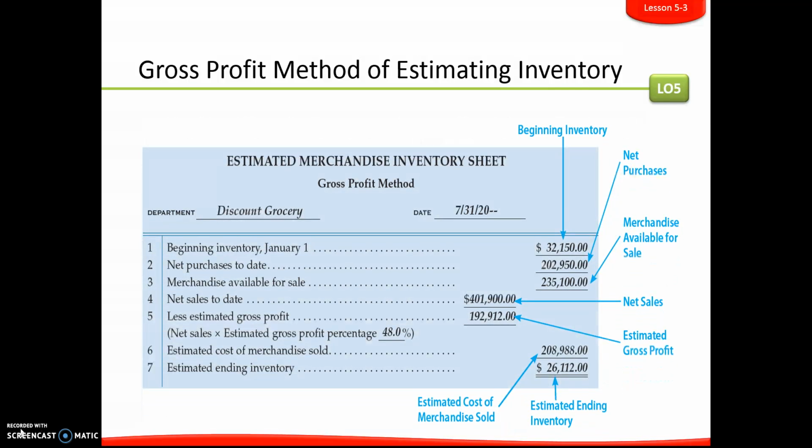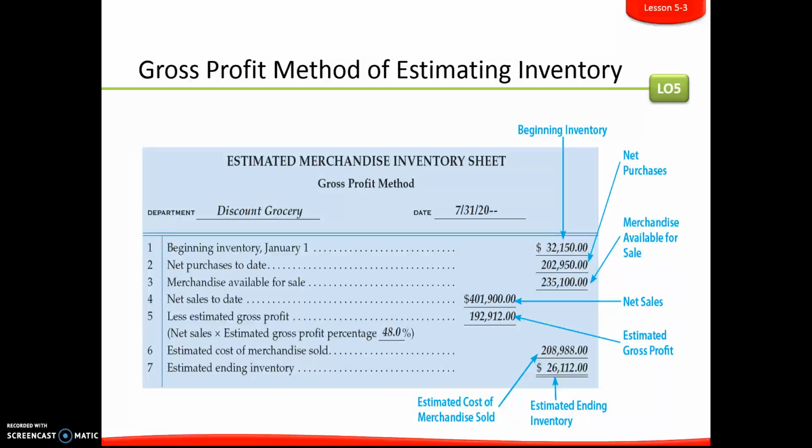So here's an example of a gross profit method. We start with our beginning inventory, which would be given to you. We add in our net purchases to date, and that gives us our merchandise available for sale. Then we take our net sales to date, and we take out our estimated gross profit. We take net sales times our estimated gross profit percentage, which they will give you at 48%. That gives us our estimated cost of merchandise sold, which when we subtract from the merchandise available, we end up with our estimated ending inventory.